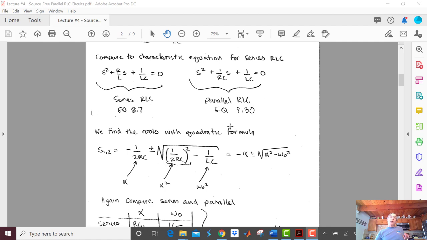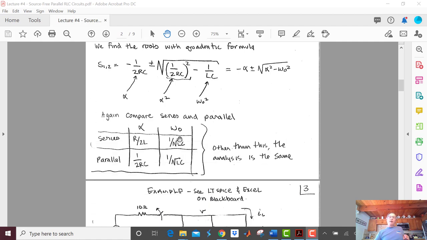So when you are working with a parallel RLC, you're going to say, oh, parallel RLC, alpha is 1 over 2RC, omega naught is 1 over root LC. And those are your toadstools. So let's compare the series and the parallel RLCs again. Alpha is different for series versus parallel. Omega naught is exactly the same. And other than this, the analysis is all the same. Or in other words, the way we're going to get the transient response of this thing, it's the same way we did with the series RLC circuit.